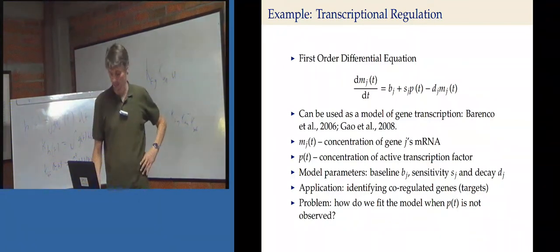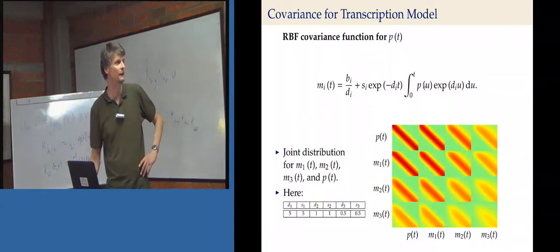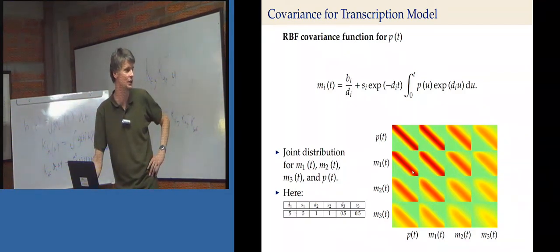So how do we fit the model when P of t is not observed? Well, we use the same thing again. We get a different convolution and a different looking covariance function. But here now we've got the RBF covariance over the protein, and then these are the derived measurements under different parameterizations for the mRNAs. So the first one of these is a high decay, high sensitivity mRNA.